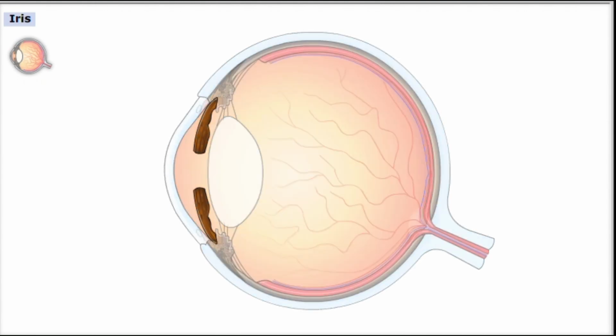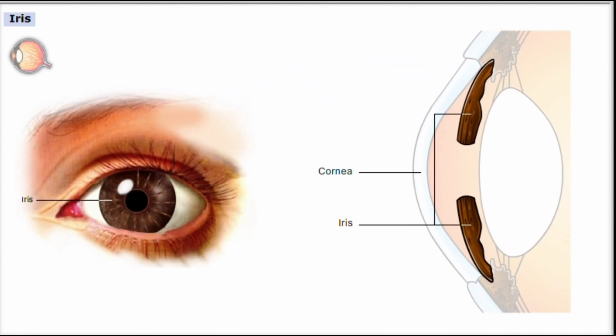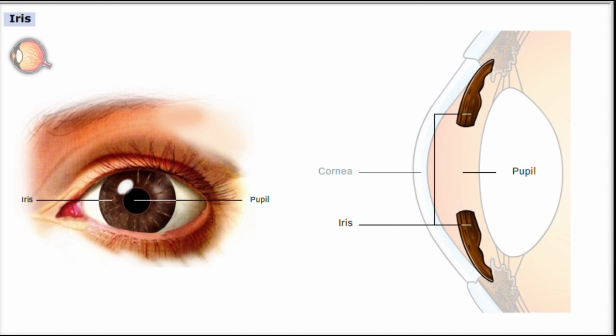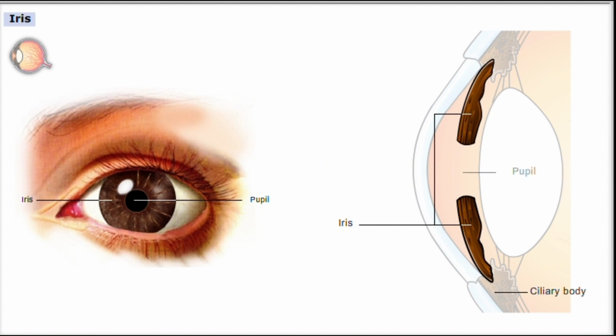Iris. The ring-like iris located behind the cornea is a truncated cone of muscles. Its function is to control the size of the pupil, the central opening in the iris. Its thinnest part, the iris root, is attached to the anterior aspect of the ciliary body. Its thickest part is found approximately 2/3 of the way to the pupil, where the iris is about 1 mm thick.